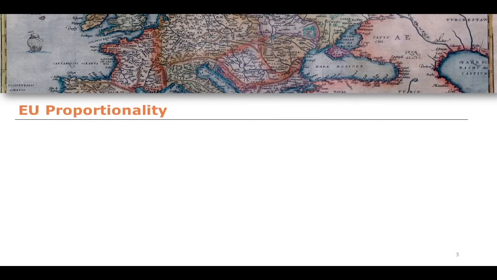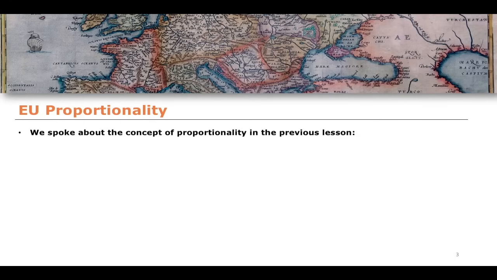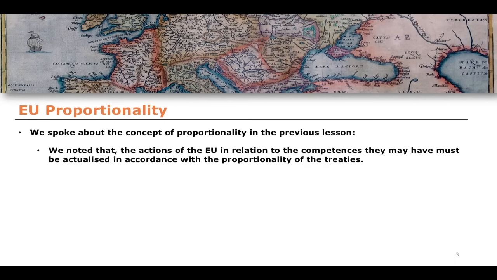So, when we think about proportionality, we mentioned it briefly in the last lesson, but we didn't actually give it a name. We just referenced it with reference to the treaties as we discussed it, because we noted that when we think about the actions in relation to the European Union and whether or not the European Union has competence to prescribe policy in certain areas, they must do so in accordance with the proportionality of the treaties.